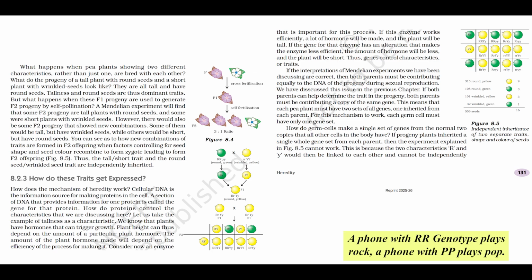A phone with RR genotype plays rock. A phone with PP plays pop. Now, a phone with genotype RP has both apps inherited. But because rock R is dominant, the phone only plays rock music. The pop app is still there, it's inherited, but its function isn't expressed because the rock app dominates. The pop trait is hidden, recessive, only showing up if the phone gets two pop apps. Makes sense. Yes, that analogy really helps visualize the hidden recessive trait.